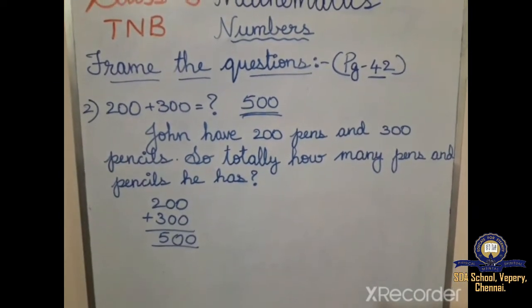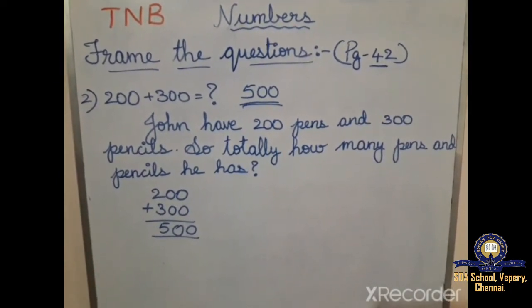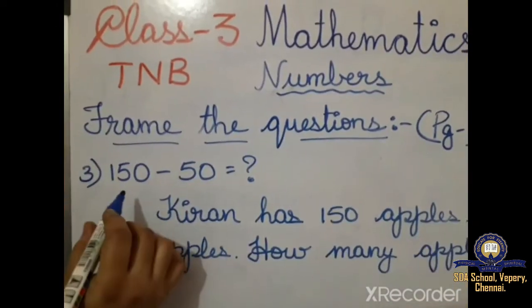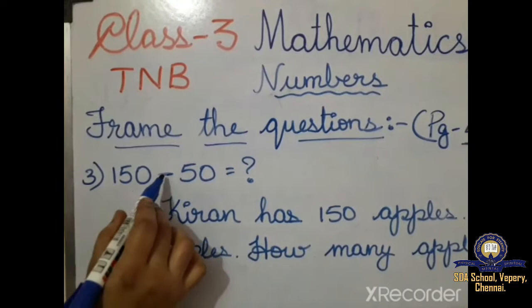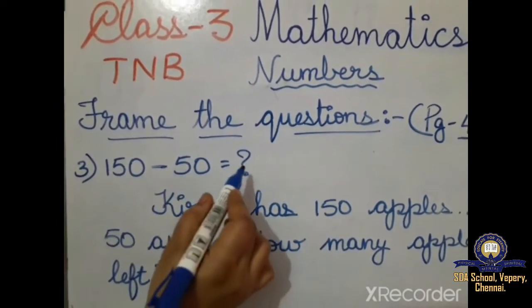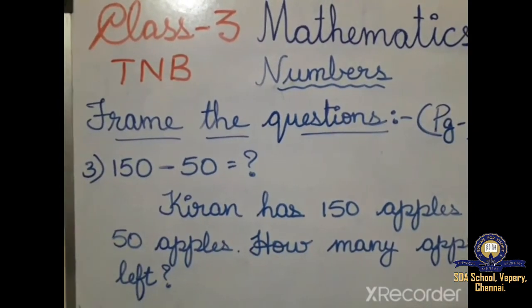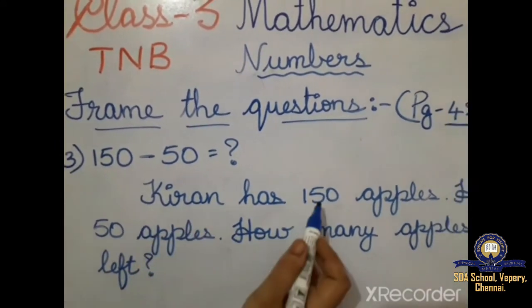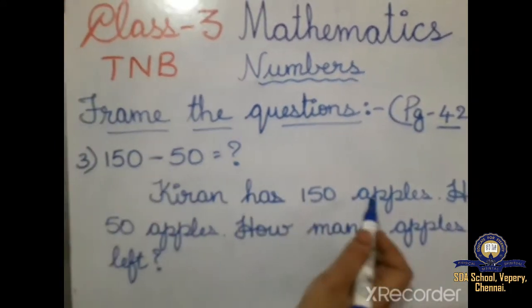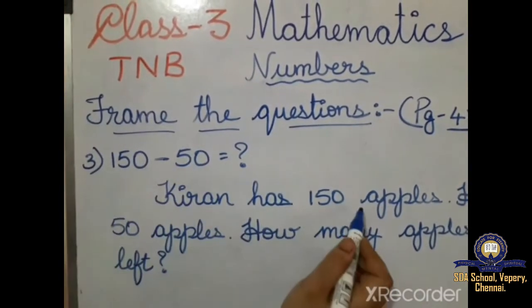Okay children, shall we go to subtraction sums now? The next one is subtraction sums. See, 150 minus 50 is equal to how much, they asked. So we have to frame a question like: Kiran has 150 apples.